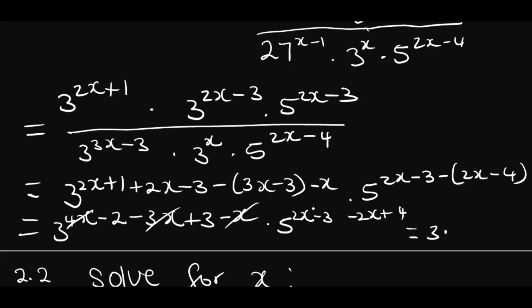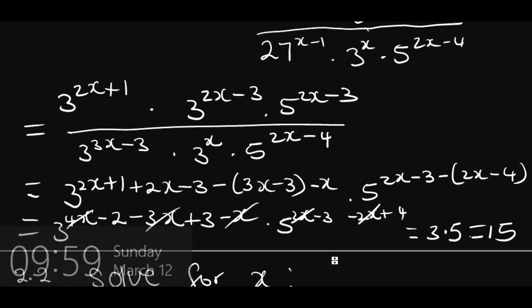Now, 2x and 2x cancel each other. Then we've got negative 3 plus 4, which is 1, meaning we have 5 only here. Then we will have 3 times 5, which is equal to 15, meaning 15 is going to be our final answer.